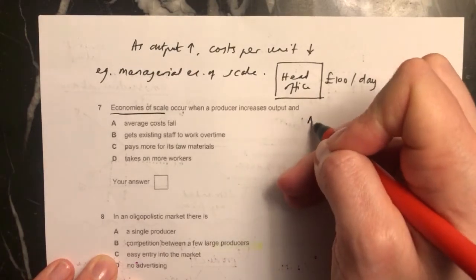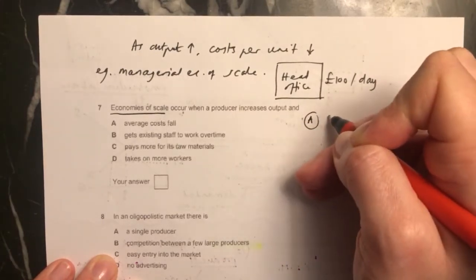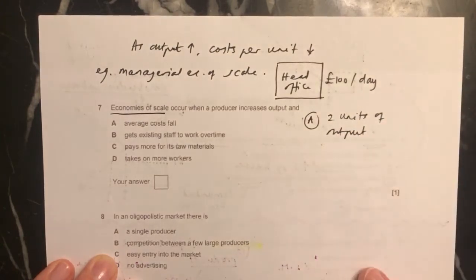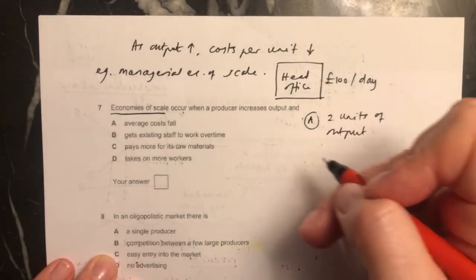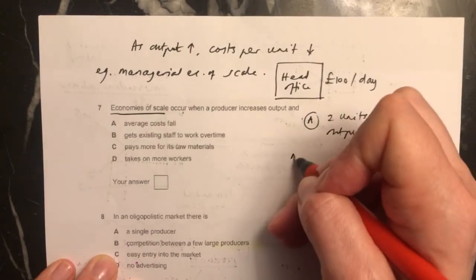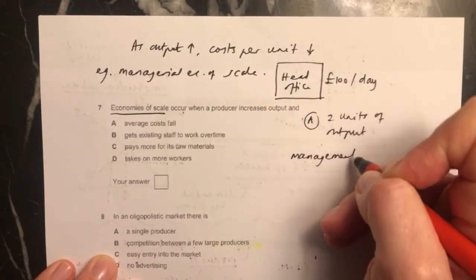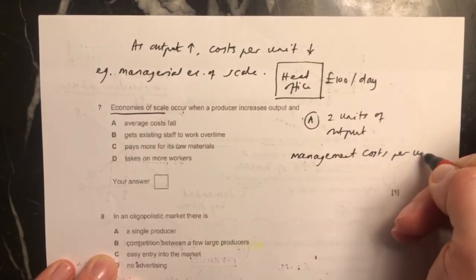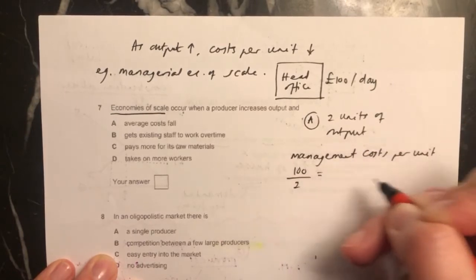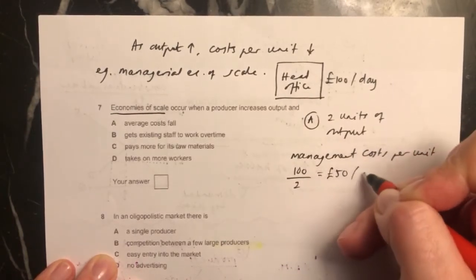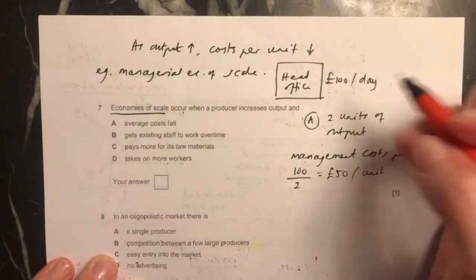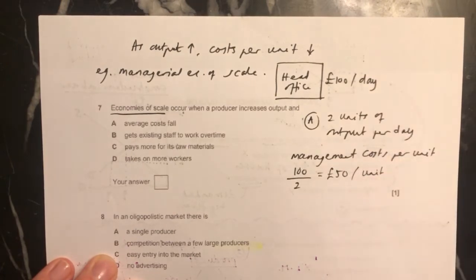If you have scenario A and you're making 2 units of output per day, that will mean that your management costs of £100 a day have to be divided by 2 units. So the management costs per unit will be 100 divided by 2, which equals £50 per unit. This is if you're making 2 units of output per day.